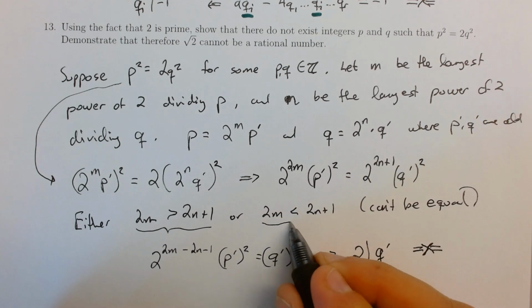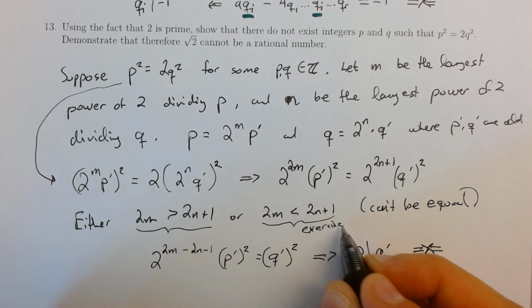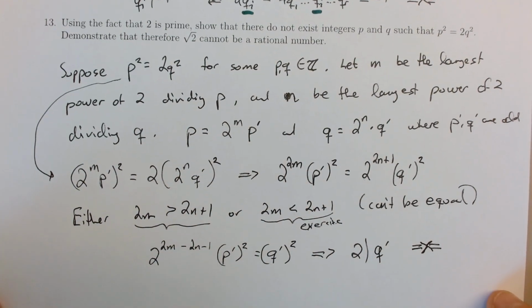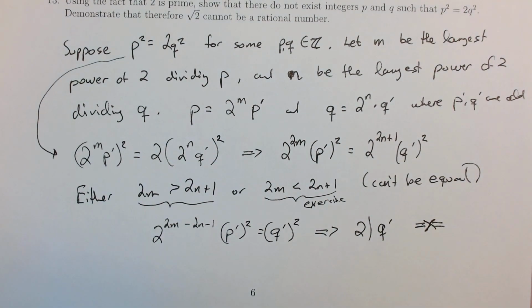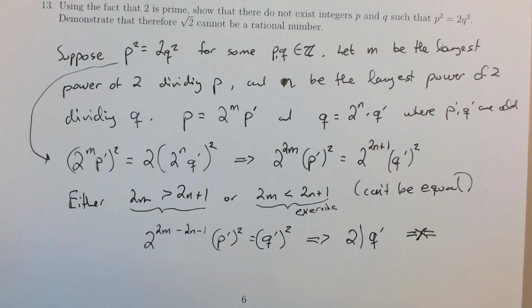And I'll leave this one as a little exercise. What do you do in that case? You just move it to the other side. So that's similar. So in either case, you're getting a contradiction, that 2 divides some odd number. So this is impossible. p squared equals 2q squared.